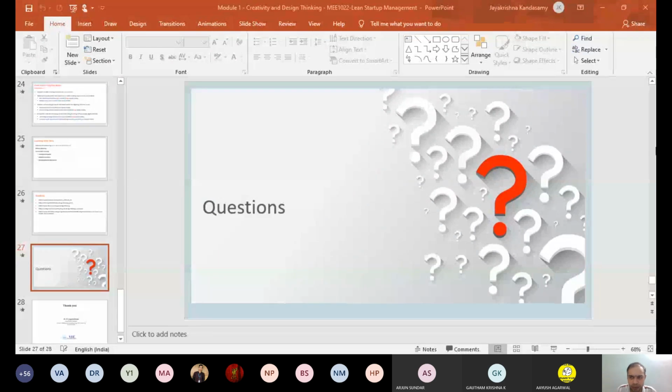So here I mean EDIPTIS: empathize, define, ideate, prototype, test, and implement. The design thinking cycle. This is just a simple quiz, whatever I posted. If you have any questions, meanwhile I can take it up.